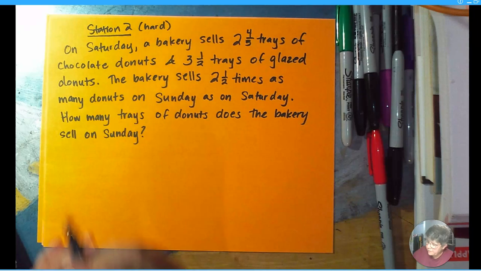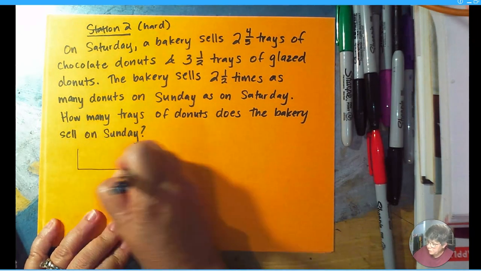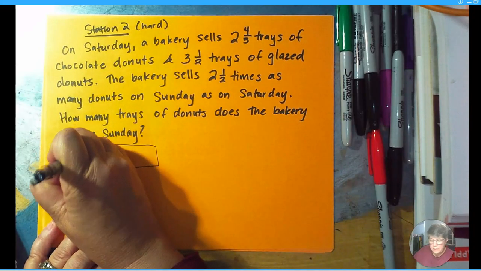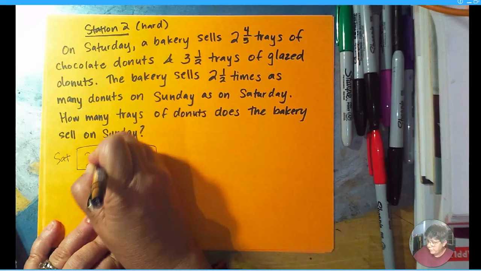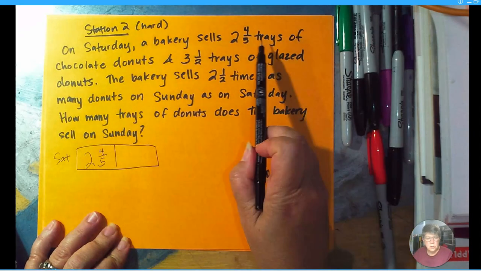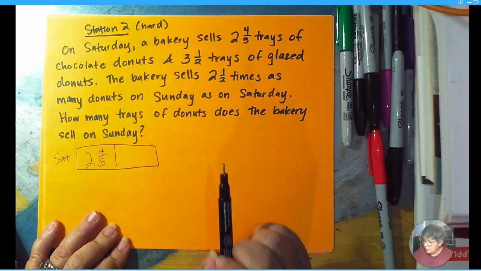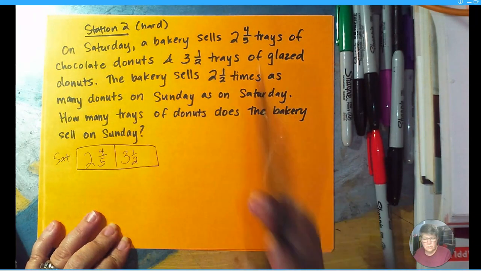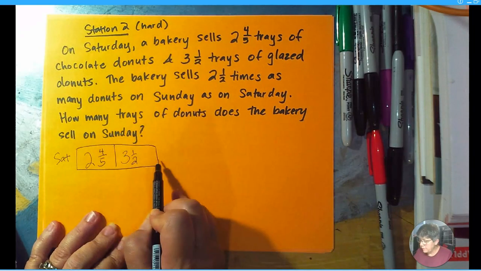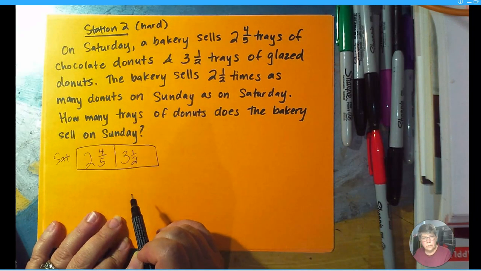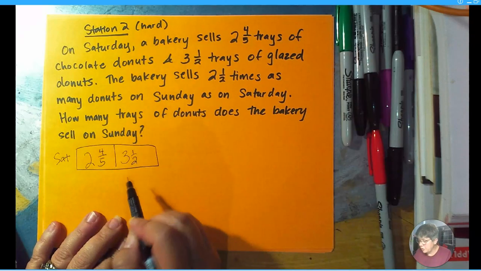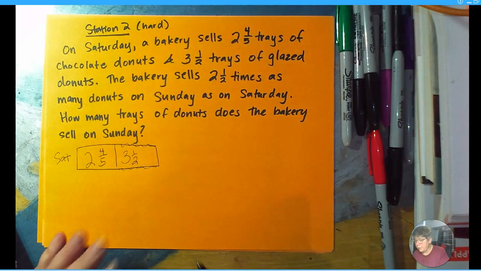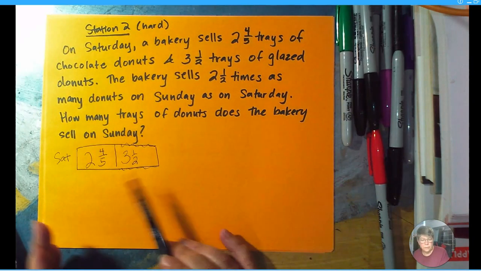Okay, well, we know what they sell on Saturday, right? So let's put that on our tape diagram. On Saturday, they sell 2 4/5 trays of chocolate donuts and 3 1/2 trays of glazed donuts. Now see how my 3 1/2 is a little bit bigger. So we have to make sure that we pay attention to that. I'm just going to put a squiggly line here so that I realize that this is a bigger box and it's a larger number, of course.